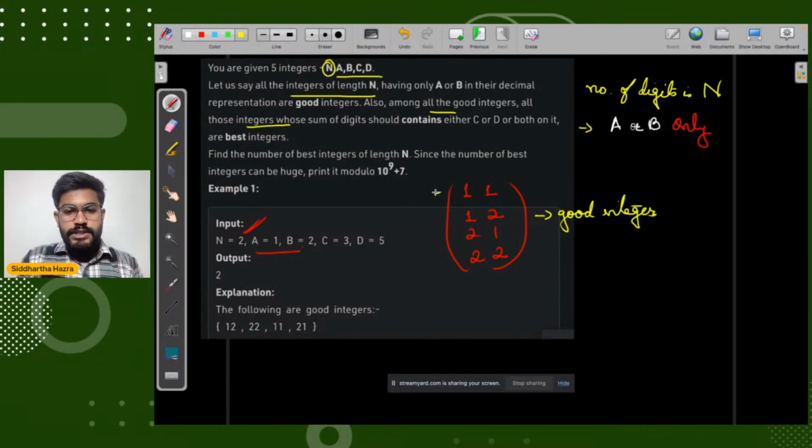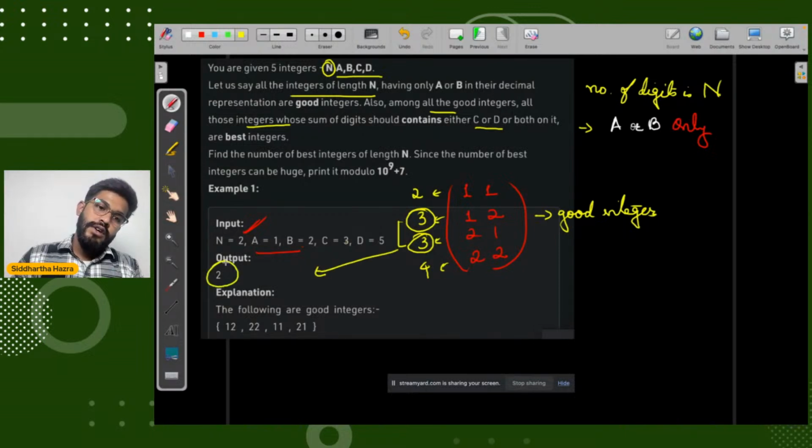Now among the good integers, we consider those whose sum of digits contains either c or d, that is 3 or 5. So let us first find the sum of digits. The sum of digits here is 2, here is 3, here is 3, and here is 4. So the sum of the digits should be either 3 or 5. Only two of them have sum 3, that is why the number of best integers, the value, is 2.